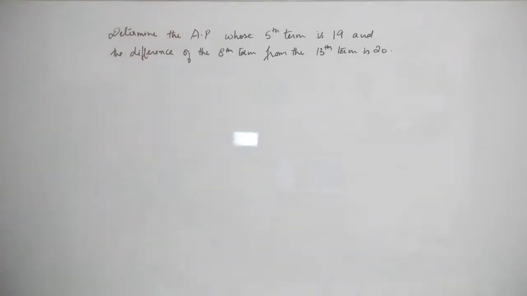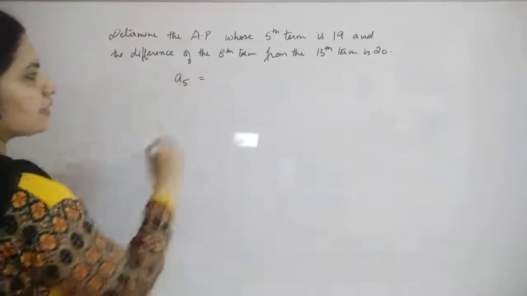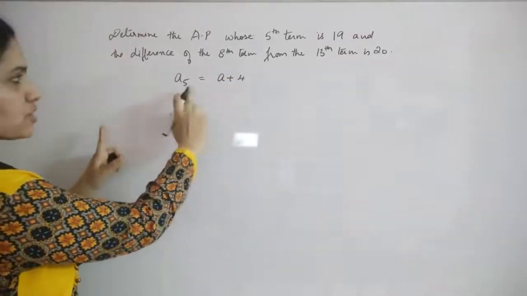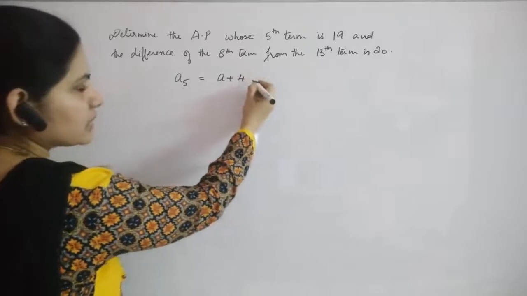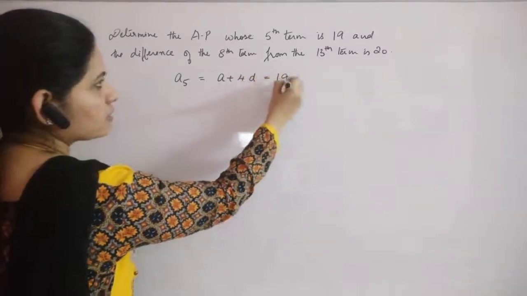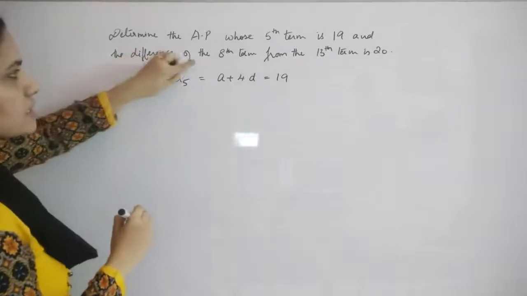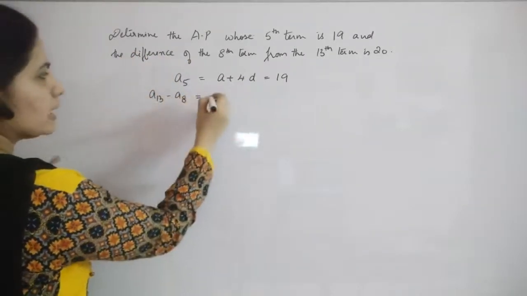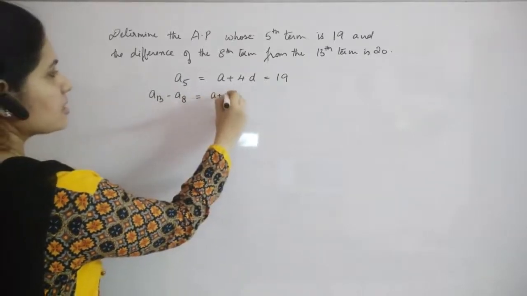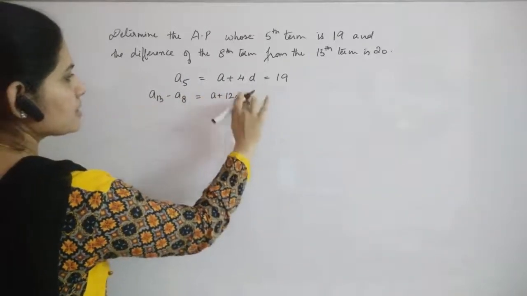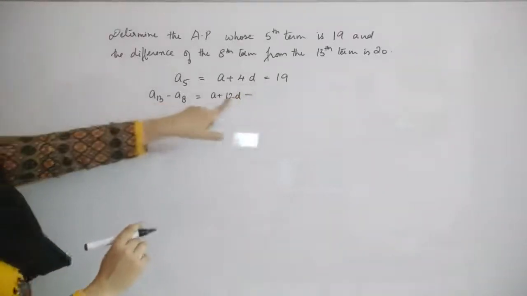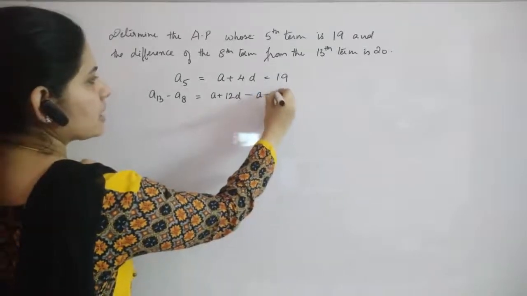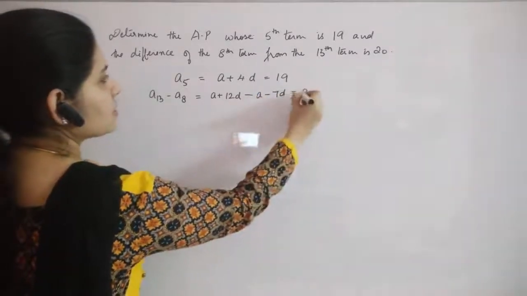AP. 5th term means it is A5, and A_n is written as A plus (n minus 1) into D. So A5 will be A plus (5 minus 1) into D, which is A plus 4D, and that is given to be 19. And the second thing which is given is A13 minus A8 is equal to 20. So A13 means it is A plus 12D, minus of, so both the terms will be negative here, okay. A8 will be A plus 7D. So we will get A plus 12D minus A minus 7D is equal to 20.